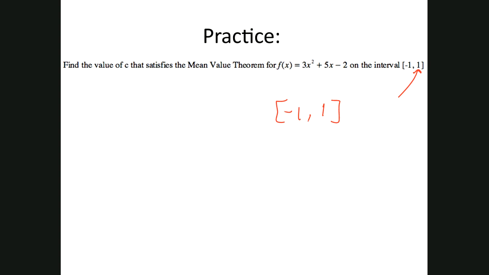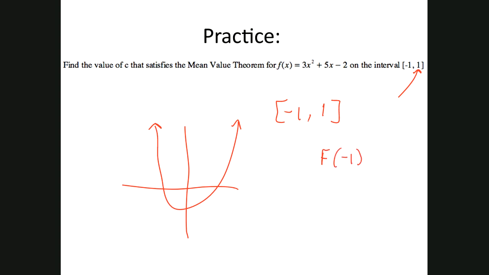3x squared plus 5x minus 2. I don't have a clue what it graphs out to be. It really doesn't matter. Let's just say it graphs out like this. So what we need to do is find the endpoints. What is f of -1? What is f of 1? Those are our endpoints. I don't know where -1 is because I don't know if this graph is very good. So let's just put -1 in here.